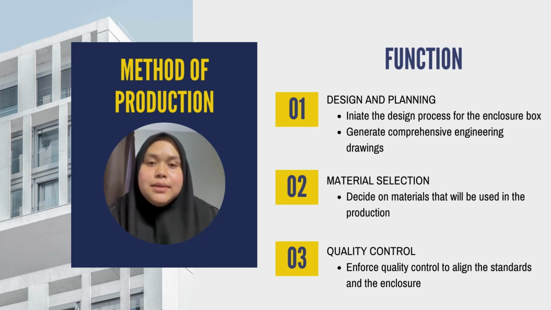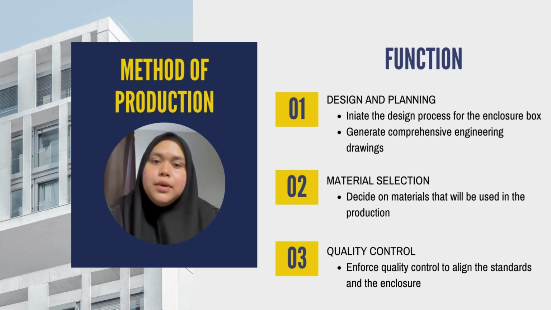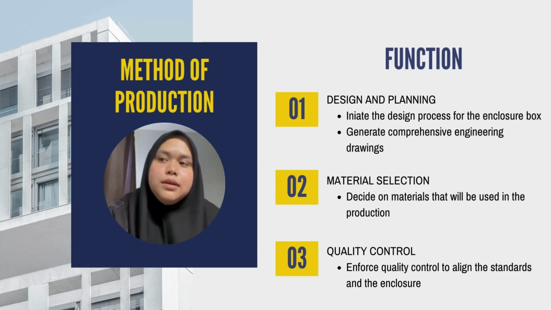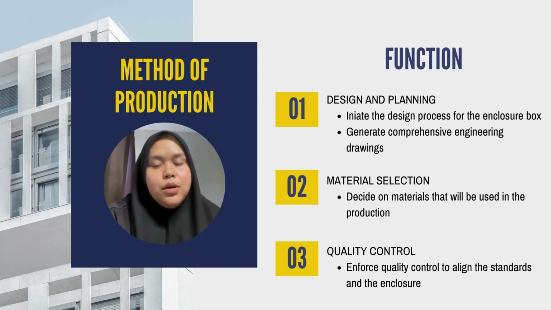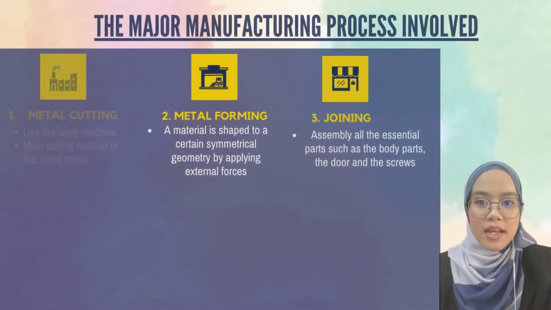The second one is material selection, where we decide what material we will use for the enclosure box, such as steel or aluminium. And the last one is quality control, where we enforce quality control to make sure that the electrical enclosure box meets the safety requirements.